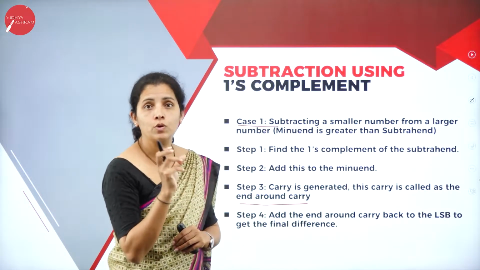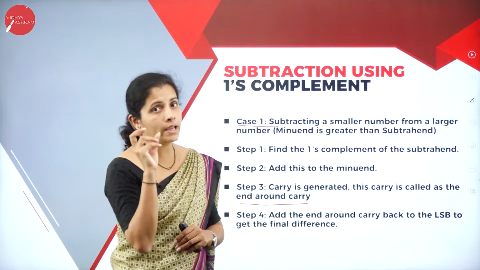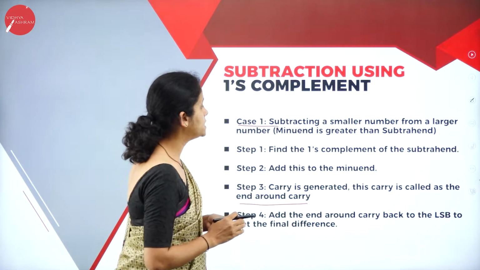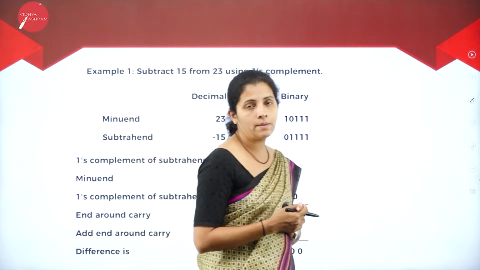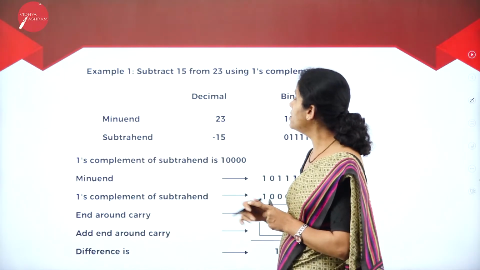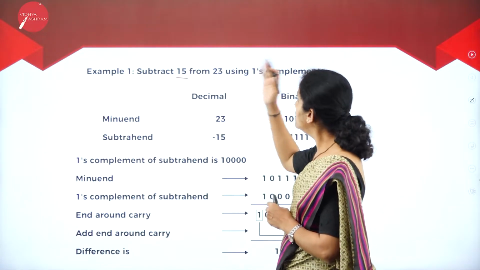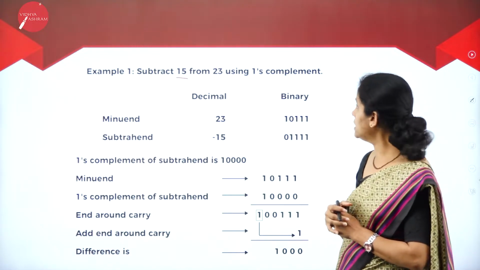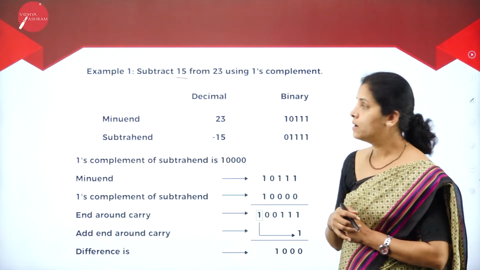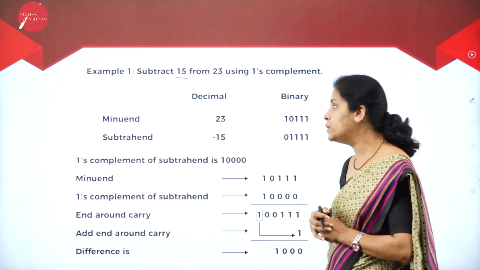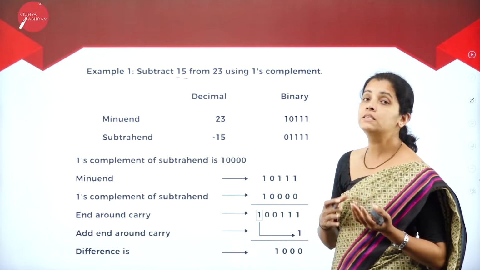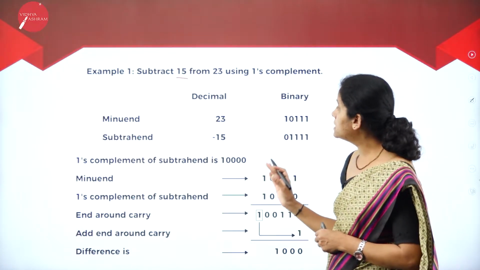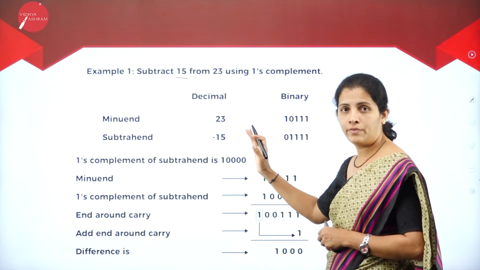That means first I want to identify the end round carry. After that, I'm going to add that to the LSB bit. Now consider the example here. So here I'm having 23 and 15. That means I'm going to subtract 15 from 23 using ones complement method. So what is my minuend? It is 23. And what is my subtrahend? It is 15. That means I'm going to subtract 23 minus 15.